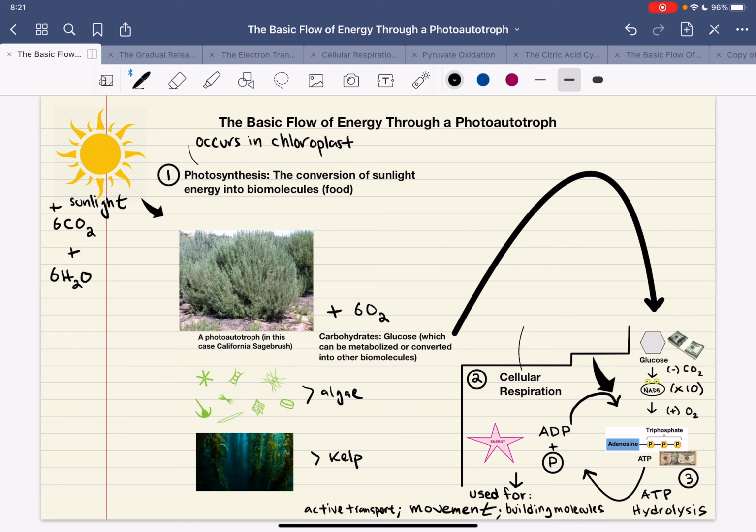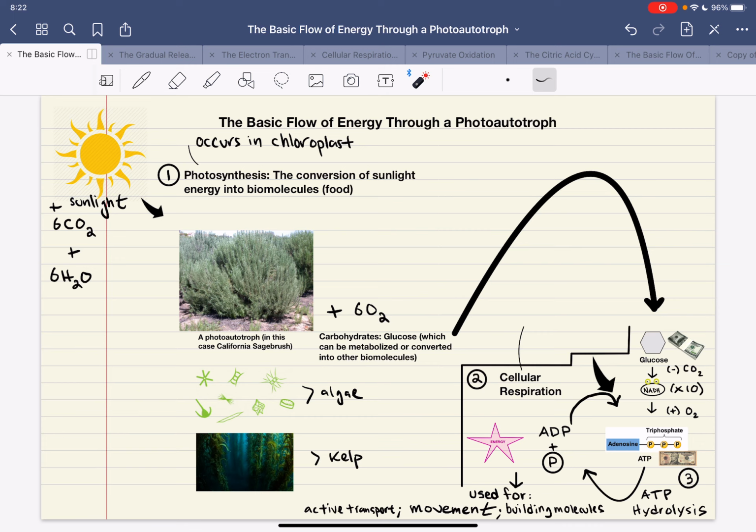All right, so that's the first step in the flow of energy through a photoautotroph. They're able to take sunlight energy and convert that into a different form of energy, the energy of food, chemical energy, and they produce glucose. Then the next thing a plant needs to do, like I said a few moments ago, is they have to break down that food just like an animal has to. They have to do cellular respiration within their mitochondria.